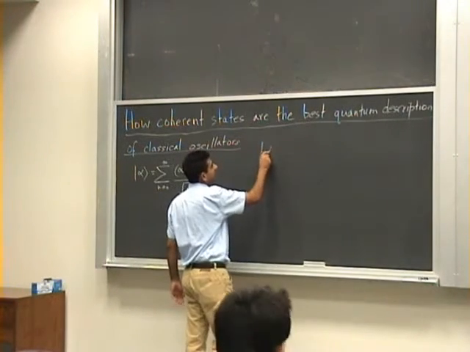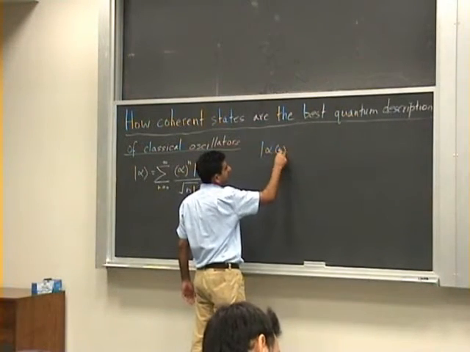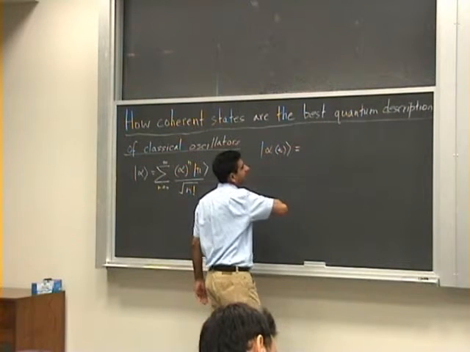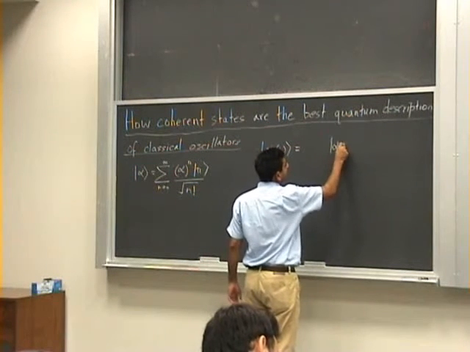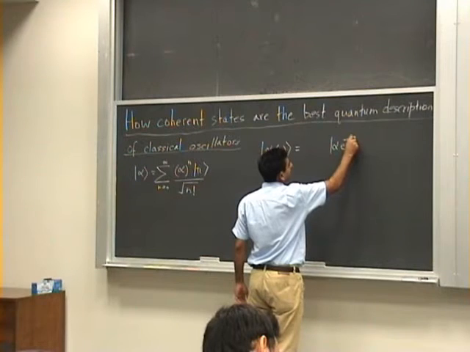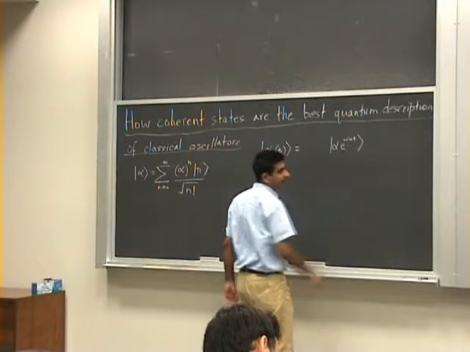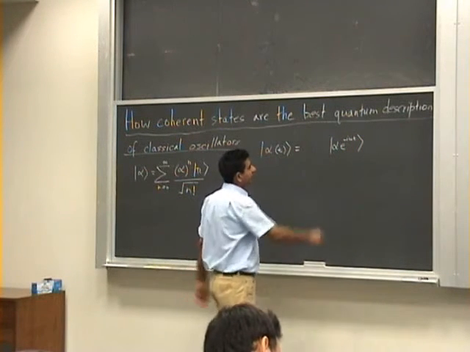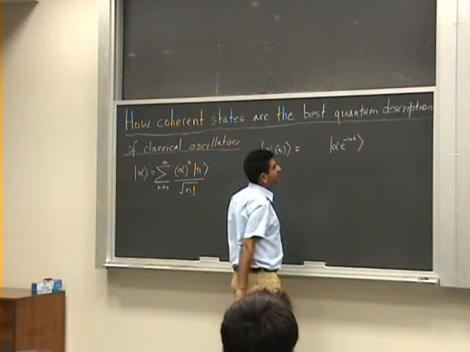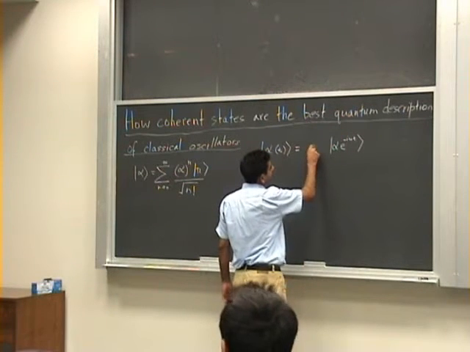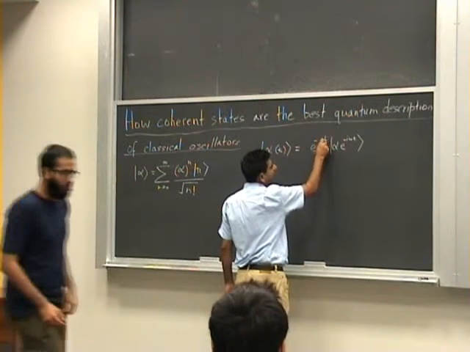So with time, the state is given by alpha e to the minus i omega t. So it's still a coherent state, although with a different complex number associated with it. And there is an e raised to minus i omega t over 2 factor here, right?